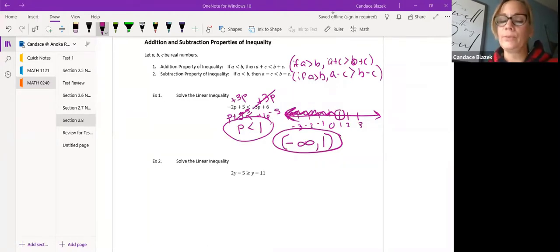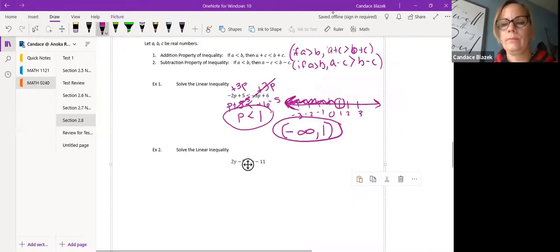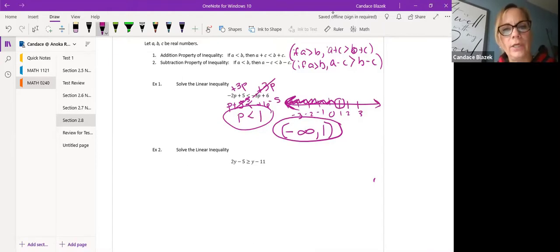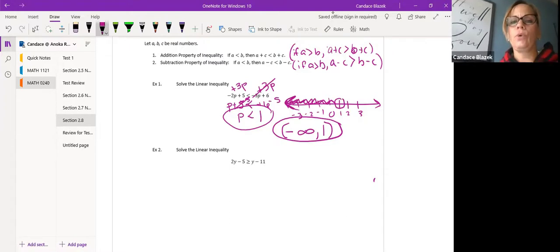Okay, let's go on to number 2. Now, example number 2 is 2y. We're supposed to solve the linear inequality: 2y minus 5 is greater than or equal to y minus 11.